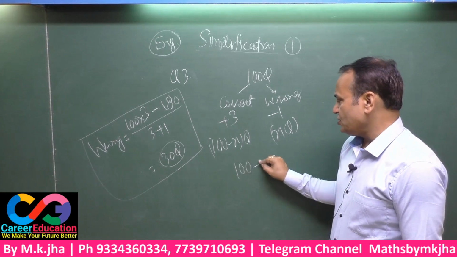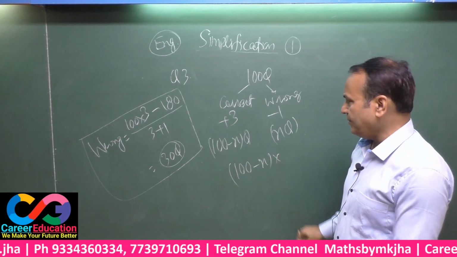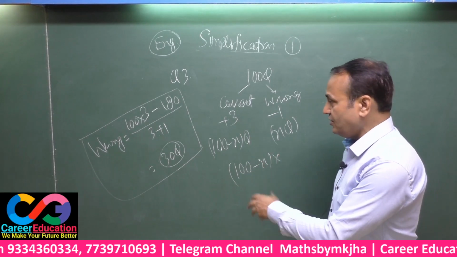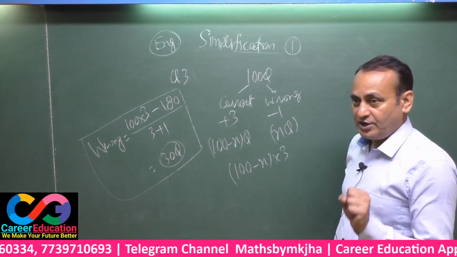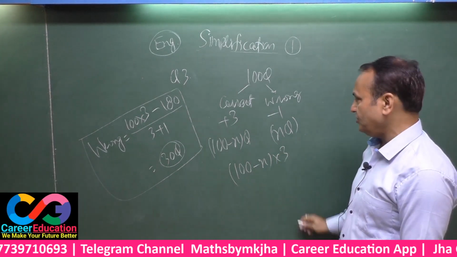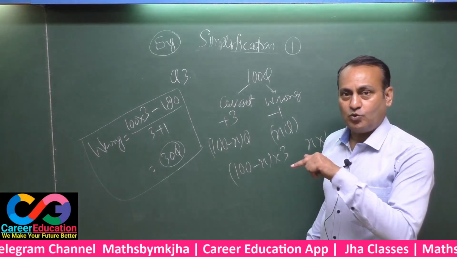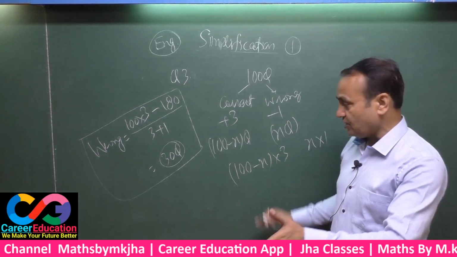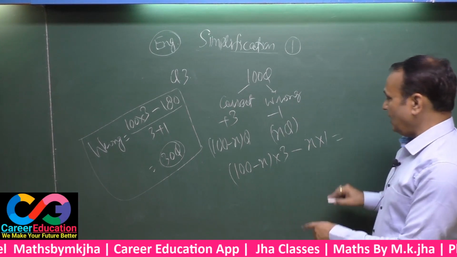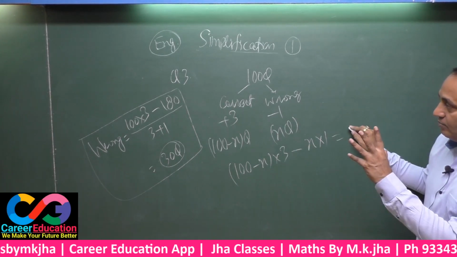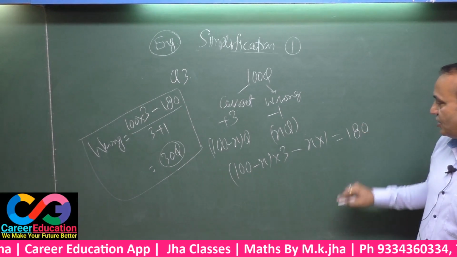The examiner is giving marks. 100 minus X questions were right. That means (100 minus X) into 3 marks were given to the candidate. Again, X questions were wrong. According to the norms, X into 1 marks must be subtracted from the got marks. And then the final marks got by him, that is 180.